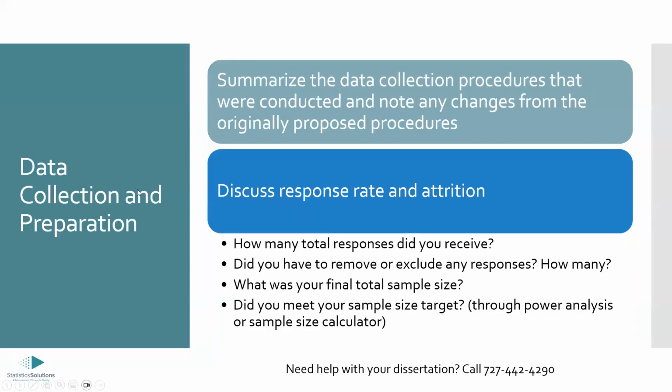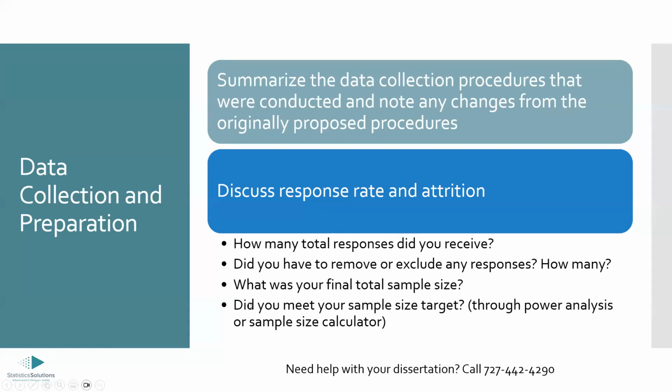Then you go into data collection and preparation. So this is where you want to summarize your data collection procedures. Where did you gather the data? What was the time frame in which you gathered the data? Discuss any response rate or attrition numbers you have. So how many people responded to the survey? How many participants did not complete the survey or did not meet the inclusion criteria, or maybe did not provide consent? What was your final sample size for the research?